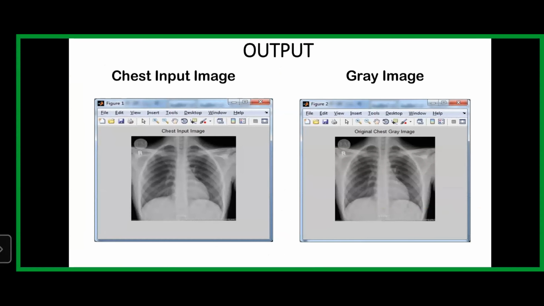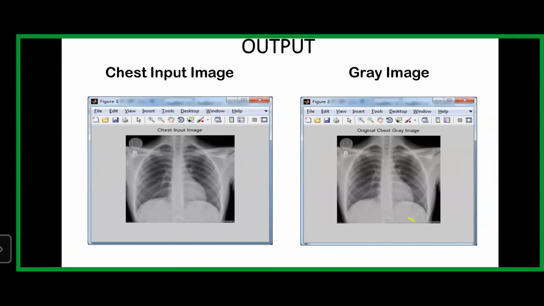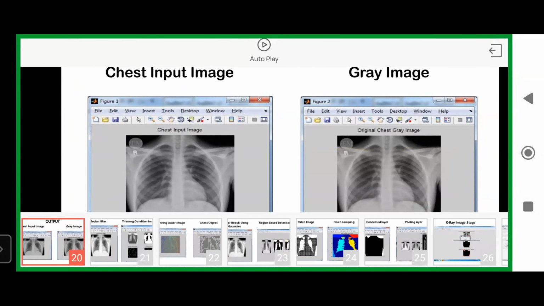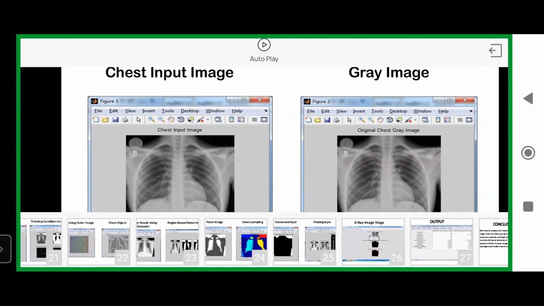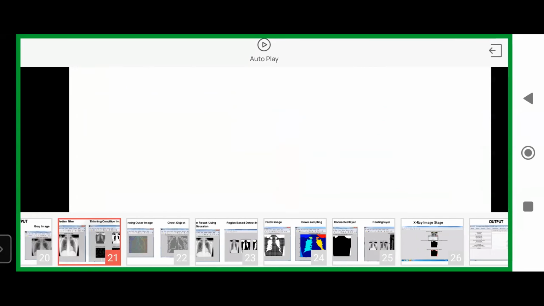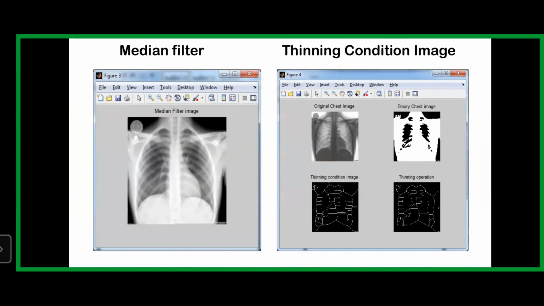And these are the output images for the patient: first the chest input and gray image, and the next one is for the median filter. It is for the filter and removing the noise. This is for the thinning condition image. It is for the outer part of the patient images.